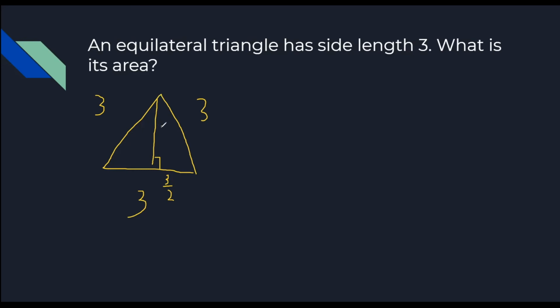Yeah. So what's the height? Let's call it h. So height squared. To get the hypotenuse, you need to do a squared plus b squared equals c squared. So in this case, c equals 3, so c squared is 9. And (3/2) squared, that's 3 over 2 multiplied by 3 over 2, that's 9 over 4. So you just do 9 minus 9 over 4.